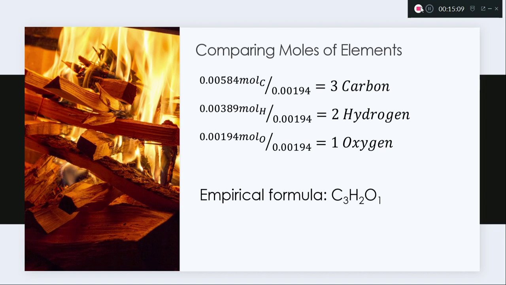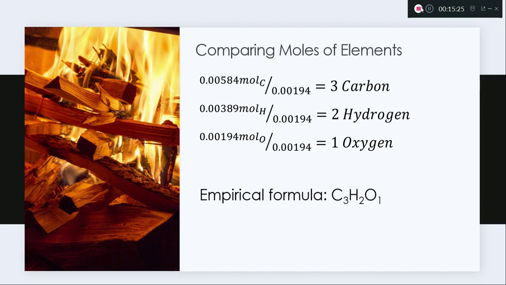Those numbers are really close. You can do that with a calculator. It was like 2.997, and then I think it was actually 2.004, something like that. It's really, really close. Okay, so I get a 3 to 2 to 1 ratio. That's my empirical formula. That's only half the question.